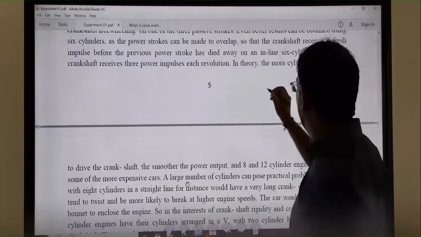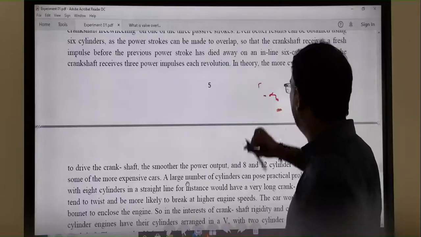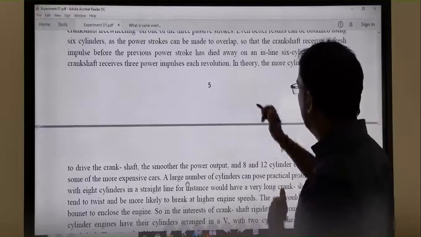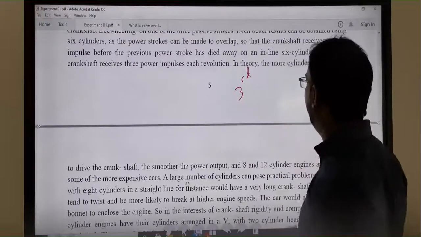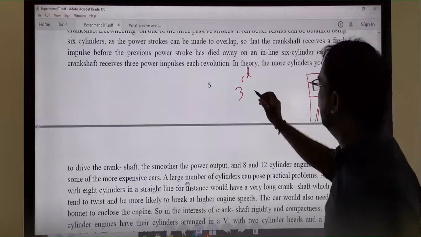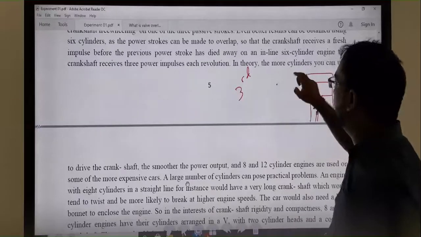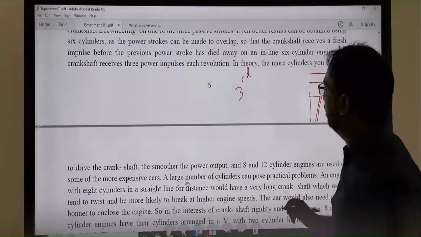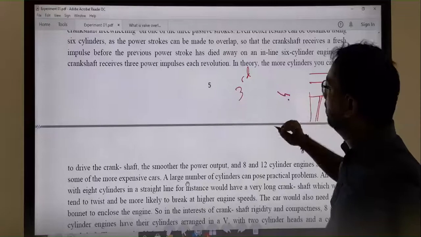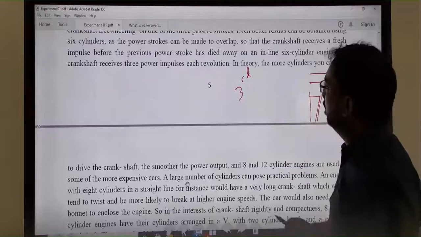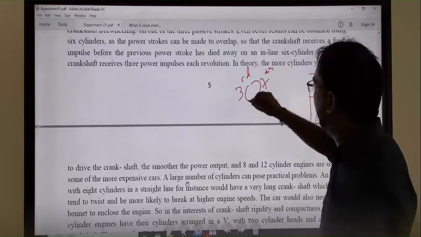So it gives the power to the third stroke. Third is power, okay? Compression, power. Then fourth is exhaust. Then again start the first suction, compression. Then it gets the power to fifth, sixth, seventh. Okay? So there is a time gap.